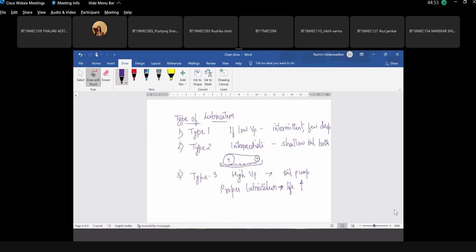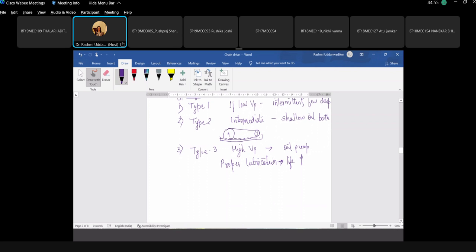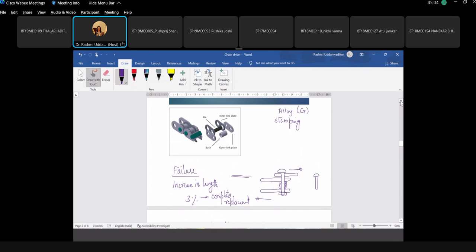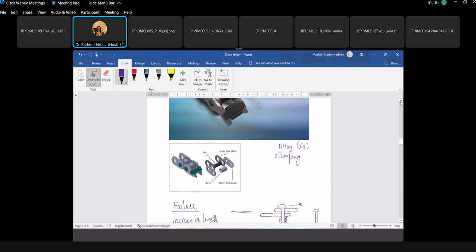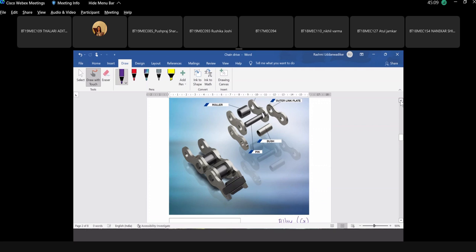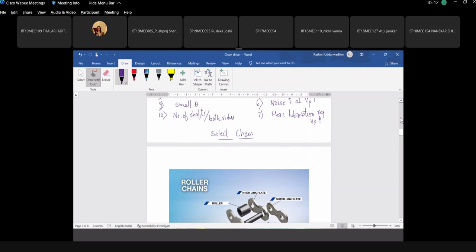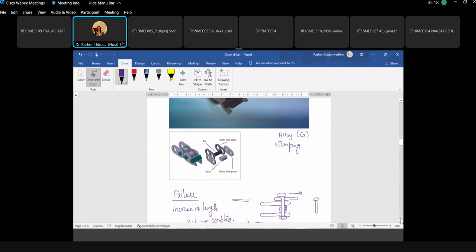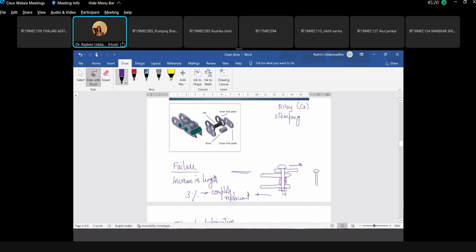As we have seen, the links are manufactured by stamping. The pins are then riveted. If you look at this design of the pin, this is the pin head. The pin is inserted and it is fixed to this plate. You will have a rivet head, and on the other end also you can stamp it, hit it, hammer it to make it flat. So this is riveted, and the bush and the roller are press fitted outside the pin.